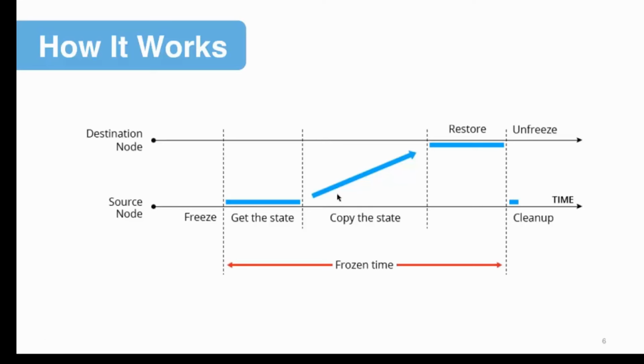So the orchestration platform gets the whole state of the container. After that, the platform copies the state to the destination node, restores everything in the same mode, and unfreezes the container. And at the end, there is some cleanup at the source node. So, as you can see, it's pretty straightforward. You get the state, you copy the state, and you restore the state.